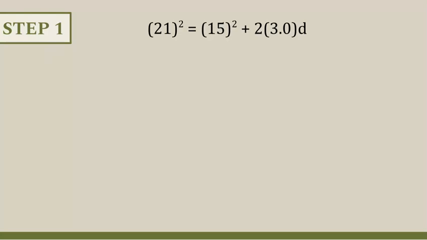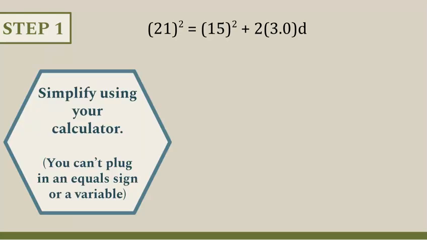So if you're looking at something that says 21 squared equals 15 squared plus 2 times 3.0 times d, this is what we're going to do to get d by itself and ultimately get our answer. Your first step is going to be simplifying using your calculator. Keep in mind, you can't actually plug in the equals sign and you can't plug in your variable.